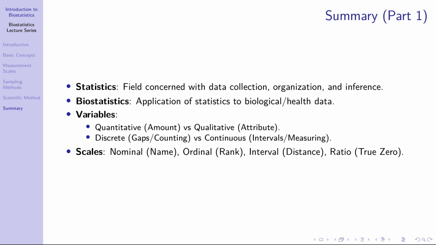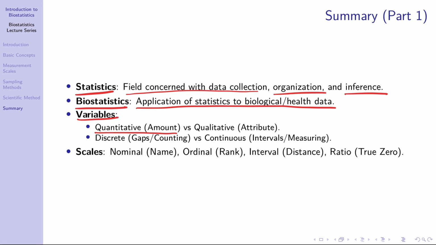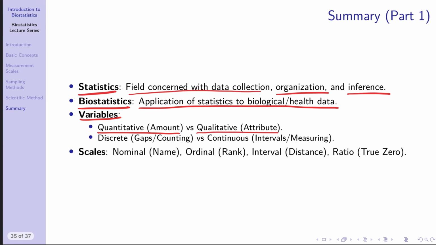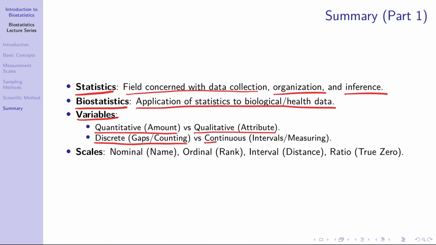So in summary, what did we discuss today? We discussed statistics, which is a field concerned with data collection, organization, and inference. We talked about biostatistics, which is the application of statistics to biological or health data. We discussed the two types of variables, quantitative versus qualitative, where quantitative refers to the amount of a particular variable, while qualitative measures the attribute. And we have the two types of quantitative variables, discrete and continuous, where discrete has gaps and is generally the result of counting, while continuous is present with intervals and is generally the result of measuring.